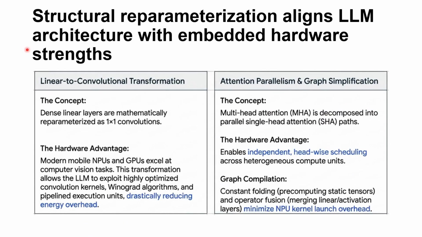We also re-engineered the transformer architecture to realign with mobile hardware strengths. Firstly, we transform a dense linear layer into 1x1 convolutions. Why are we doing it? This transformation allows us to exploit highly optimized Winograd kernels and vision-centric hardware accelerators that are already present on the Qualcomm chipsets in mobile phones. Secondly, we decomposed multi-head attention into parallel single-head paths, allowing the NPU to schedule operations across heterogeneous cores independently.